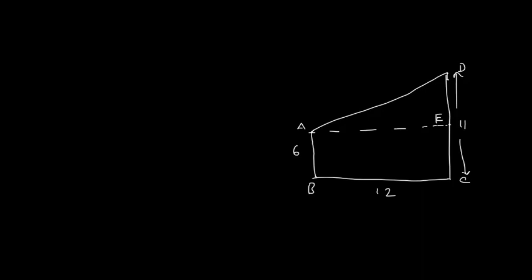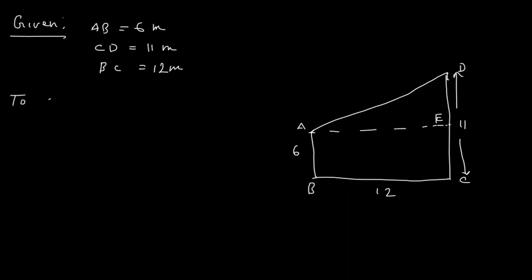So here I will write given AB is 6 meter, these are two poles, and CD is 11 meter and BC is 12 meter. What I have to find? I have to find AD. I will do a construction. I will draw AE parallel to BC.